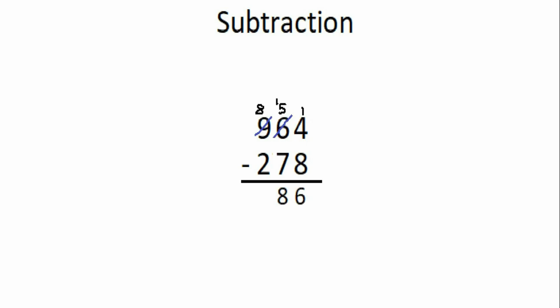Now let's move to the next column, the hundreds column. 8 minus 2. 8 minus 2 is 6. Our answer is 686. 964 minus 278 equals 686.